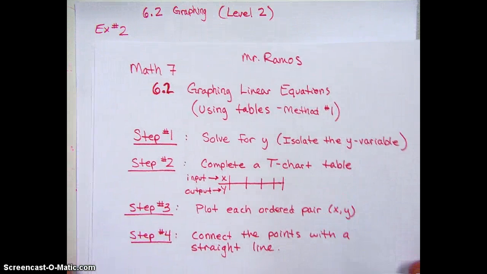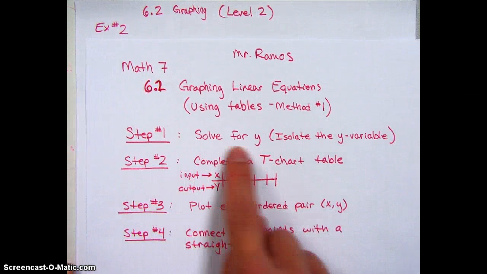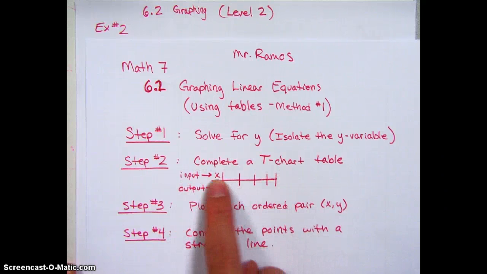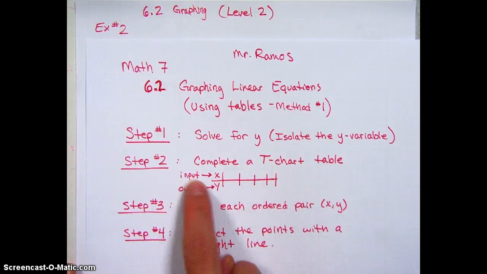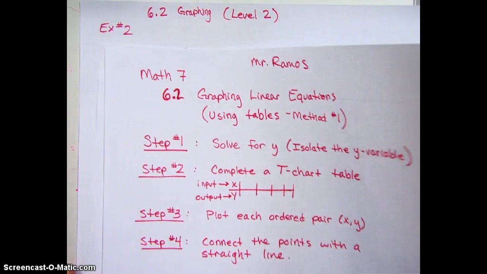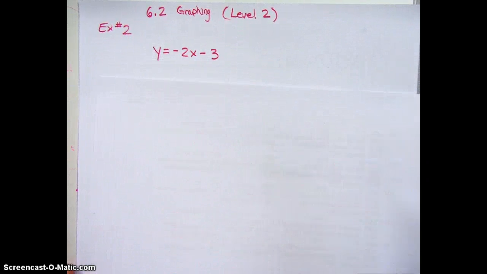Alright, so here's a level 2 on graphing, 6.2. Let's recall real quick that the steps you're going to take are to solve for y, if it's not already done so. You'll complete a t-chart, with your x and y values or your input and output values. You'll plot each ordered pair, and then you're going to connect it with a straight line. So let's use those steps when solving this problem right here.